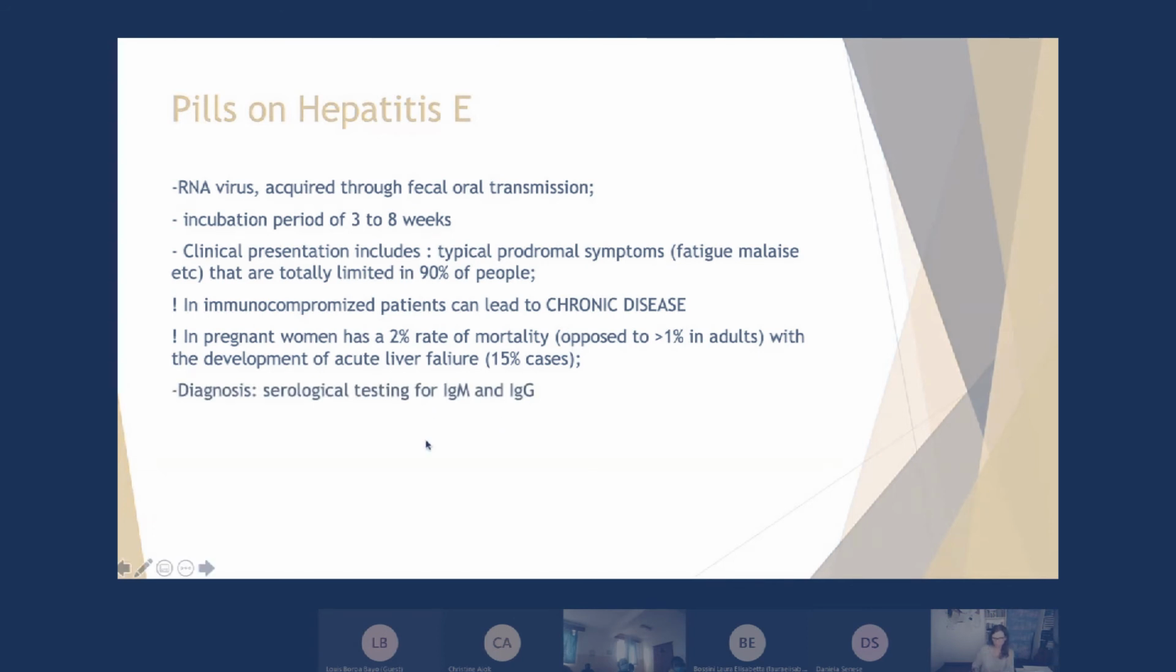How to diagnose the virus? We will do serological testing for IgM and IgG antibodies, and we will know if someone has an active infection or has passed through an HEV infection. The only prevention we know about this virus, which is not so widely spread, is, of course, sanitation. This is pretty much what we have talked about for HAV.